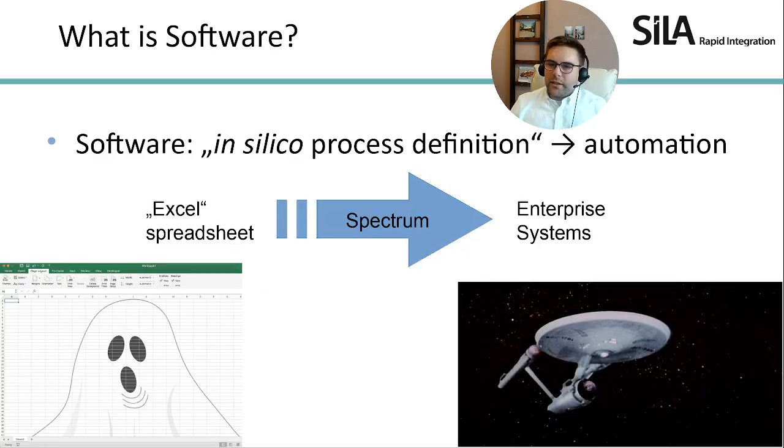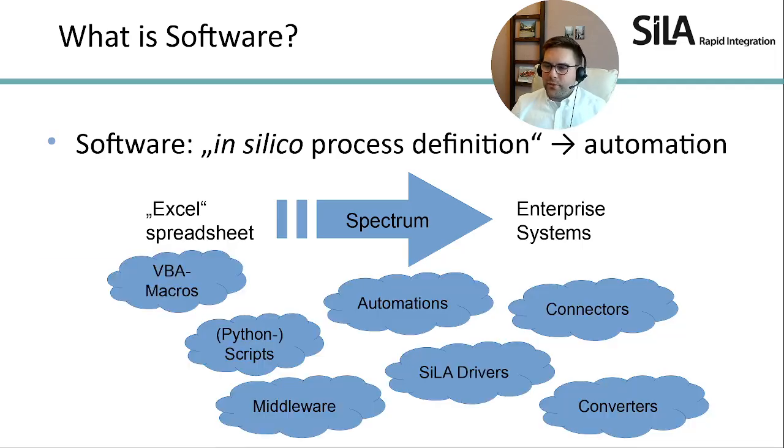So our software as an in silico process definition goes from everywhere, like an Excel spreadsheet, up to enterprise systems you might be developing. So if you have an Excel spreadsheet that does calculations and that is part of any of your measurement processes or whatsoever, that is software, because you have rules in there and you should make sure that these are reliable, that they are safe, and that you can trust the data that is generated by your Excel spreadsheet.